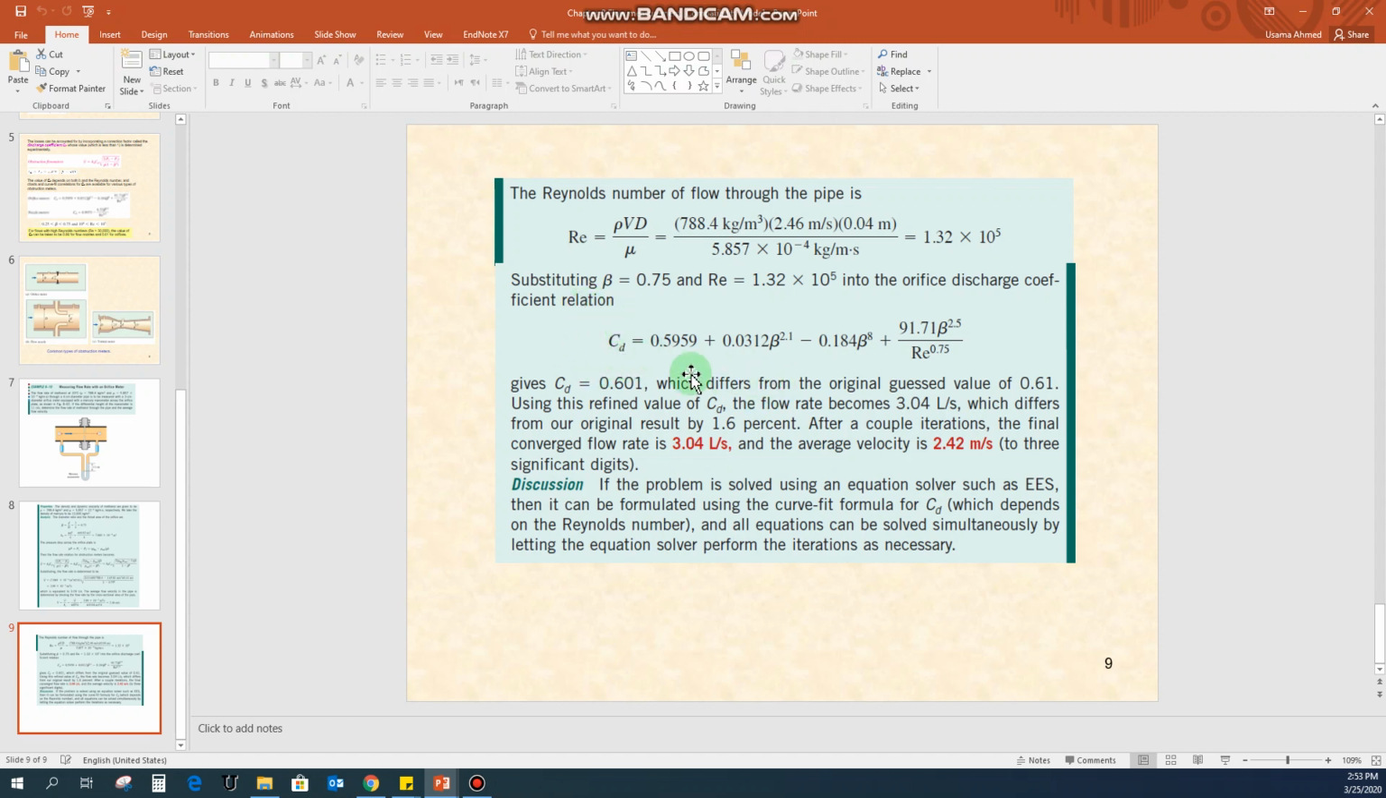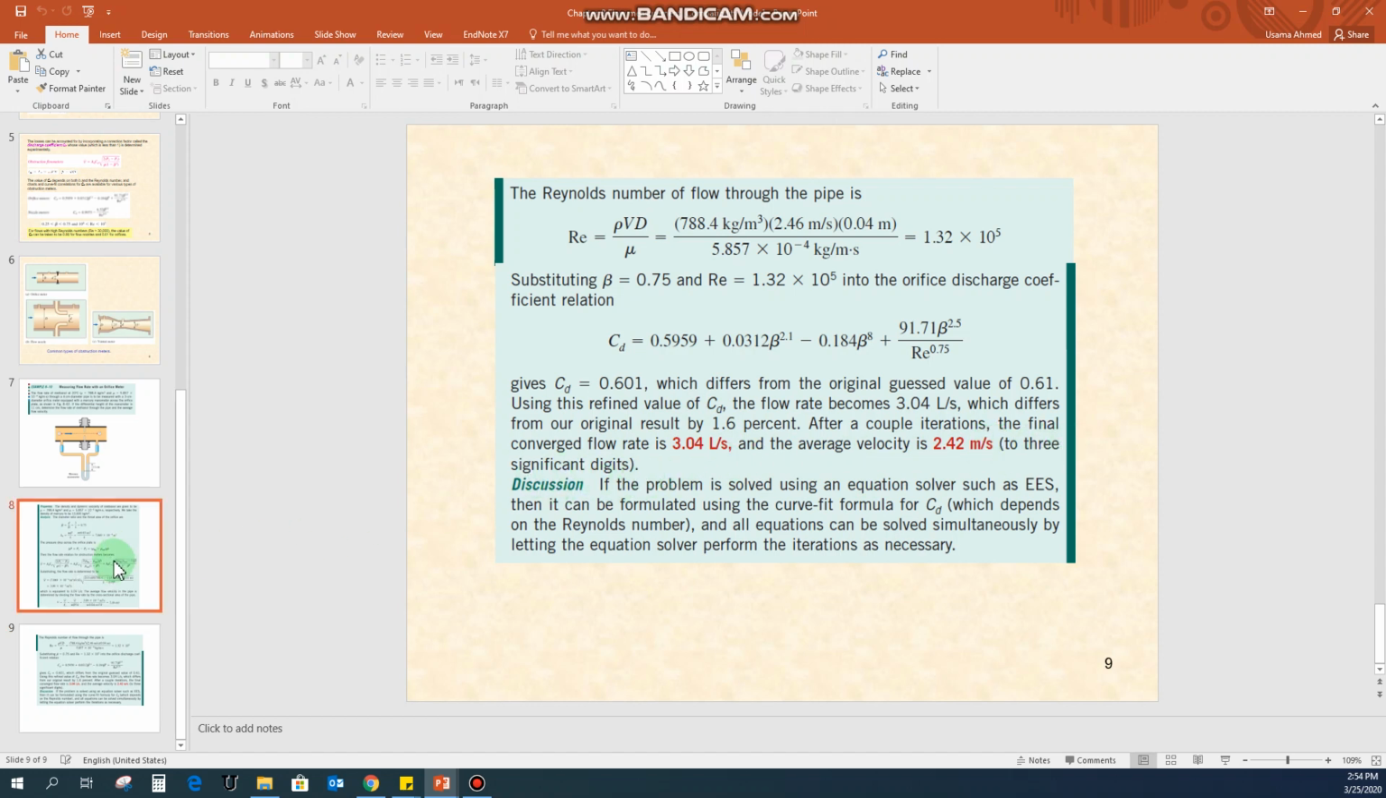Okay, now once we keep on doing these iterations, what we see here is that the new value is 0.601, which differs from the original guess value of 0.61. Using this refined value of discharge coefficient, the flow rate becomes 3.04 liter per second, which differs from the original result by 1.6%. After a couple of iterations, the final converged flow rate is 3.04 liter per second, and the average velocity is 2.42 meter per second to 3 significant figures.